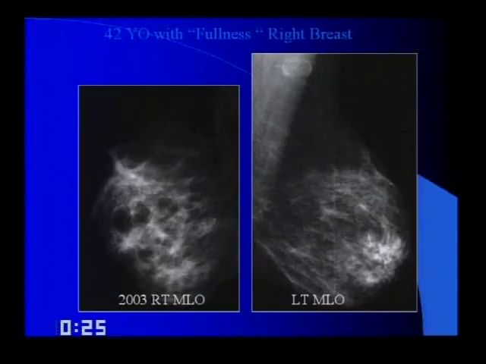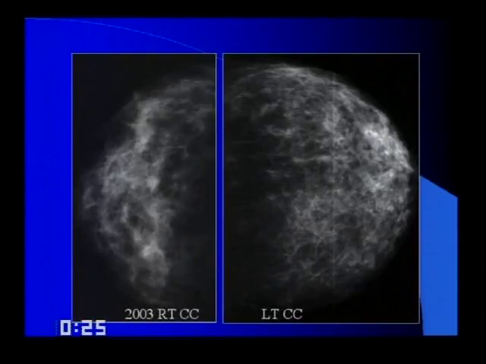Okay. Yes. Here are the CC views. Again, we confirm that the right breast is markedly smaller when compared to the left. I don't see any underlying masses, and I don't see any suspicious calcifications. Perhaps, since the patient has complaints, I would examine the patient, maybe do an ultrasound just to make sure that I can't see an underlying mass.